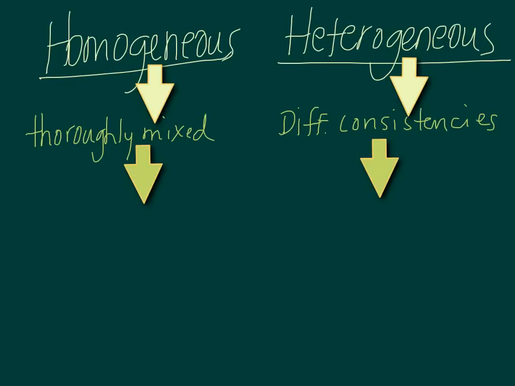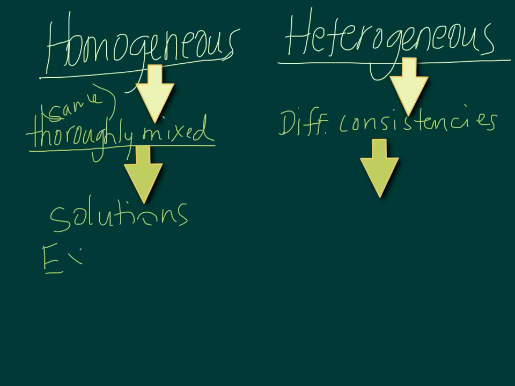So recall from the last few videos that we learned about homogeneous and heterogeneous mixtures. Homogeneous mixtures are something that is thoroughly mixed, meaning they look the same throughout. These are also called solutions. So examples of solutions would be most of our beverages, salt water, sugar water, tea, coffee, Kool-Aid, anything that is thoroughly mixed through would be a solution.